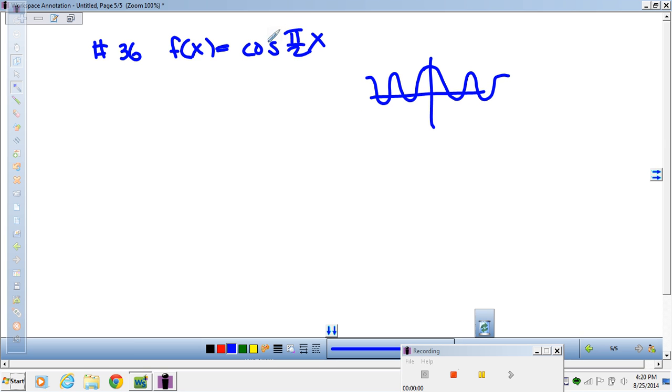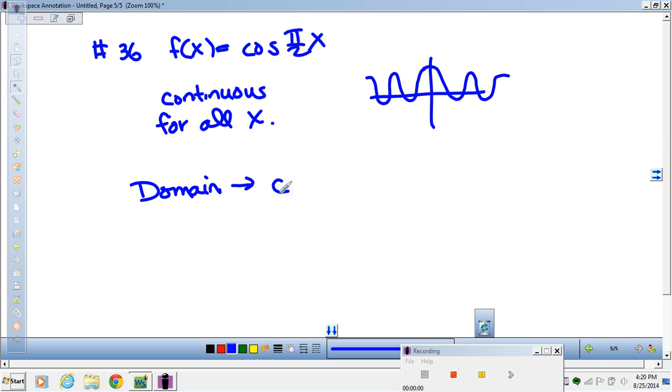And then that's just a number multiplying x, so this is also continuous everywhere, for all x. So basically you want to try to relate continuity with the domain of a function. So the domain usually tells us or gives us a hint about its continuity.